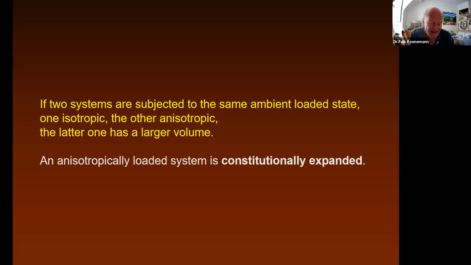It follows that any anisotropically loaded system is constitutionally expanded beyond its equilibrium volume, which is V1. The shear dilation is a new, hitherto unknown thermodynamic state function that can be observed only in anisotropic loading.